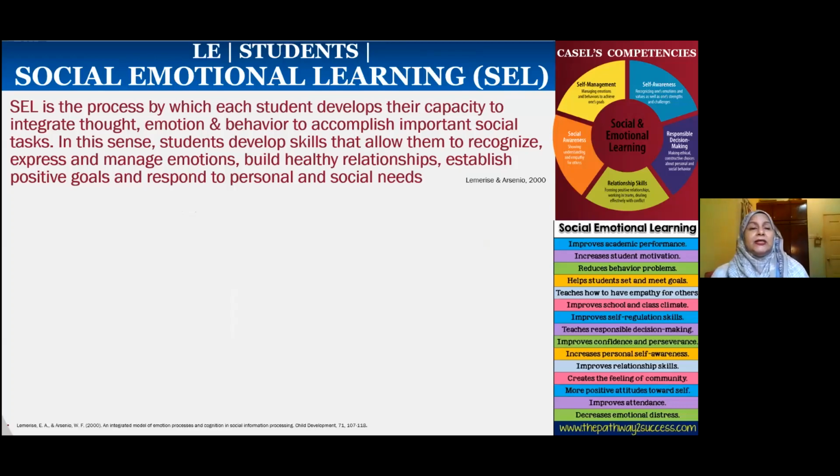Social emotional learning is the process by which each student develops their capacity to integrate thought, emotions, and behavior to accomplish important social tasks. In this sense, students develop skills that allow them to recognize, express, and manage emotions, build healthy relationships, establish positive goals, and respond to personal and social needs.